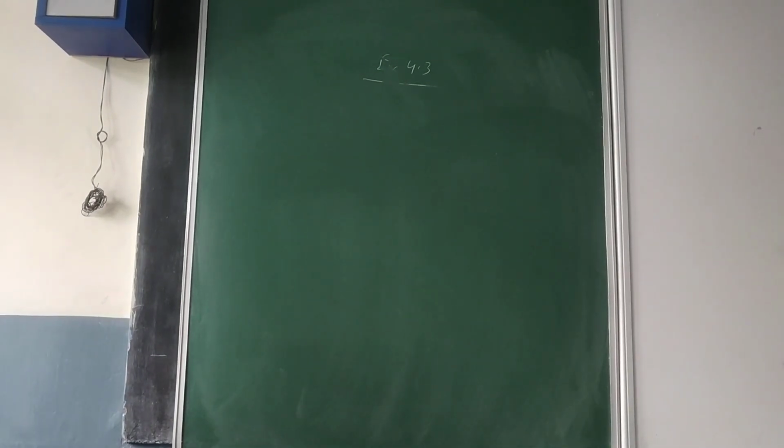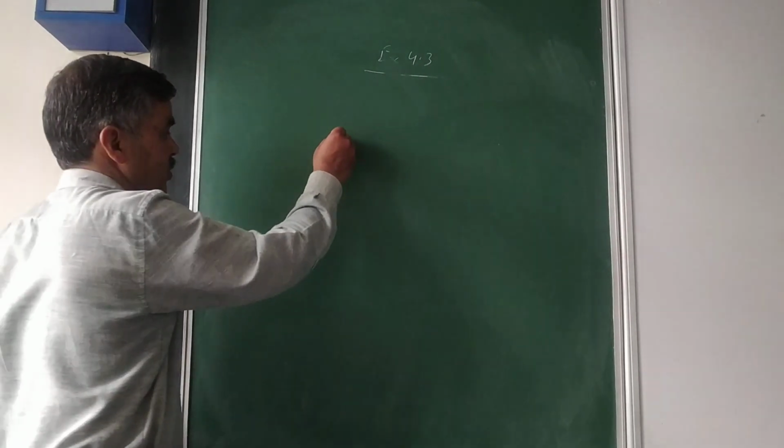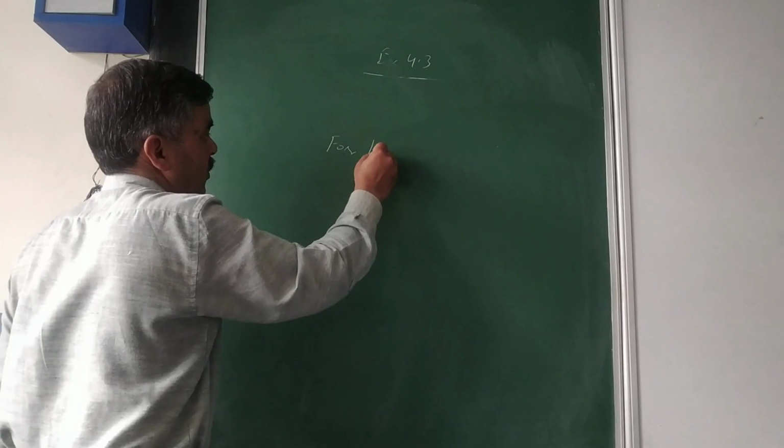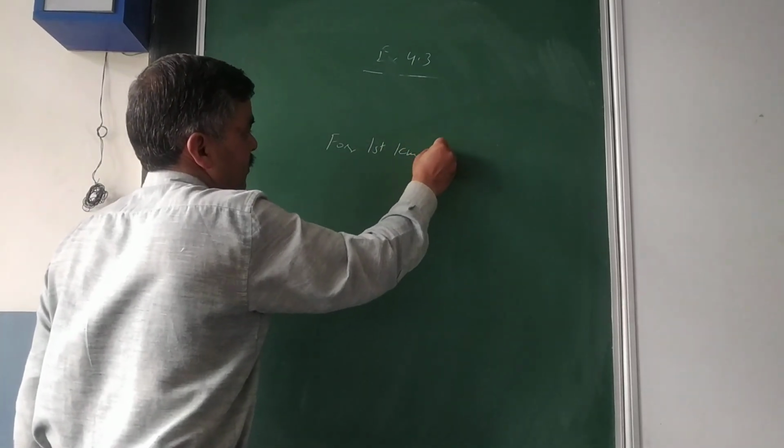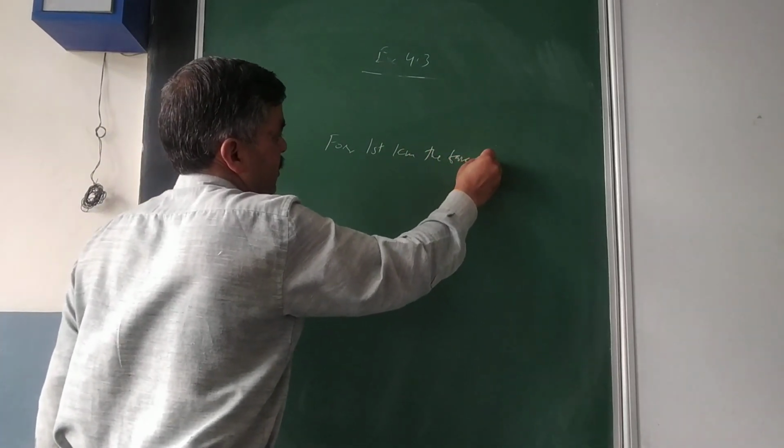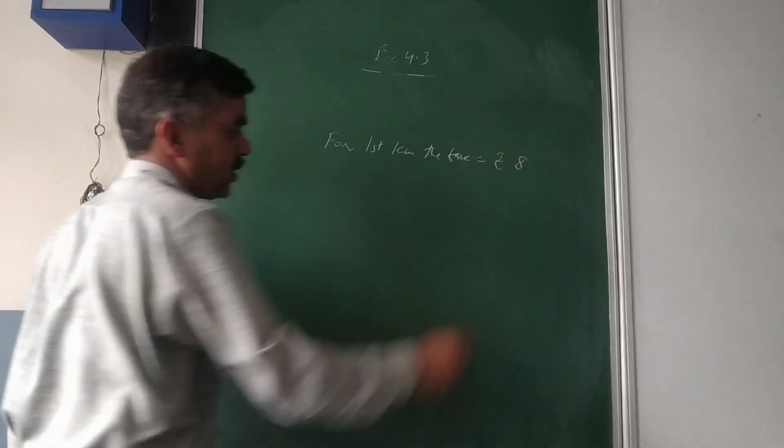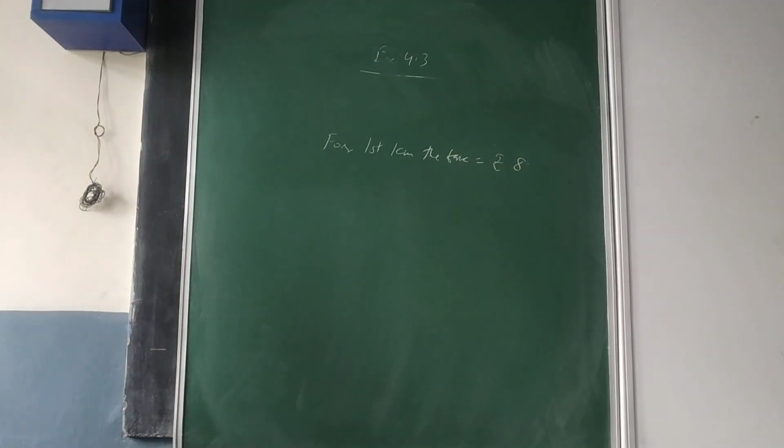The taxi fare in a city is as follows. For the first kilometer the fare is ₹8. Keep on writing the information. For the first kilometer the fare is fixed, that is equal to ₹8 for 1 kilometer distance.